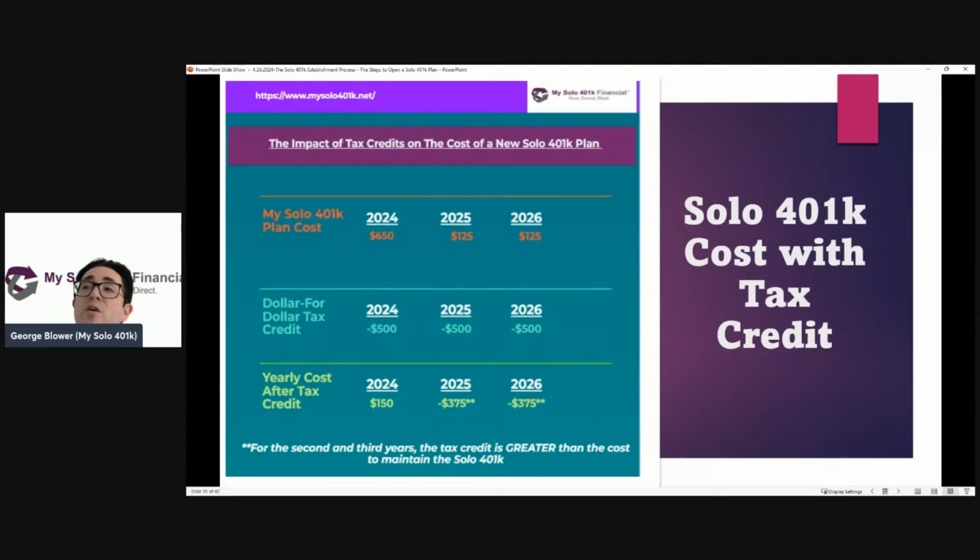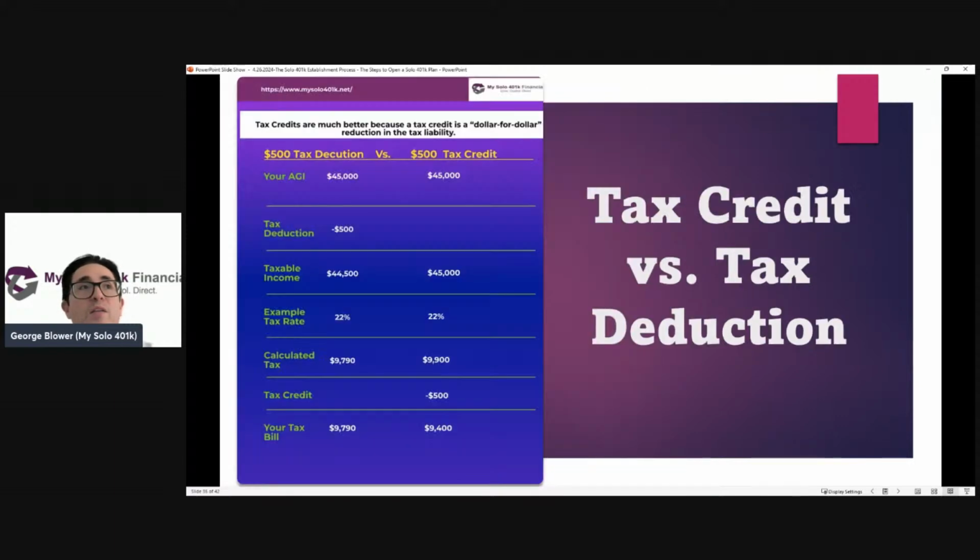For the second year, even though the cost is only $125, you can still claim the full $500 tax credit. So the value of the credit is actually going to exceed the value of the cost in the second and third years. So that's why over the first 7 years, our total costs are less than $1,500. So it's more than covered by the credit.